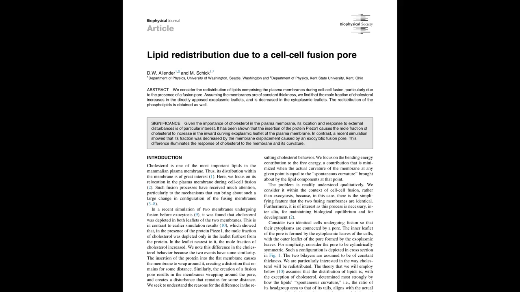This video explores how the curvature of cell membranes influences the distribution of cholesterol and other lipids in the membrane leaflets during processes such as vesicle fusion and protein embedding. The central question is how the shape of the membrane at fusion pores, or protein-induced deformations, influences the spatial distribution of cholesterol in the bilayer leaflets.